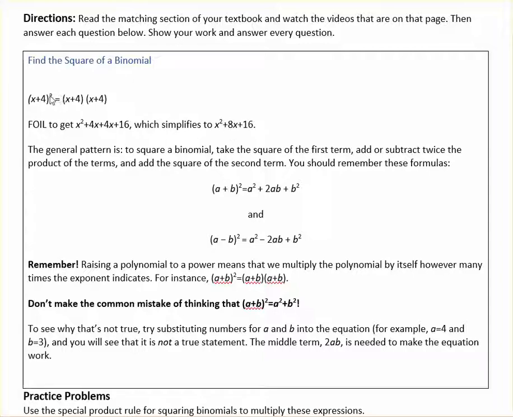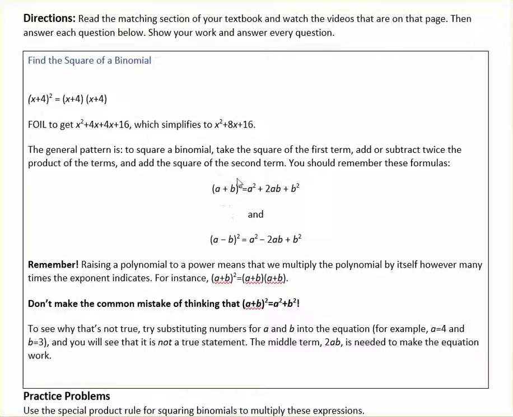However, for some reason, people look at x plus 4 squared and think it should be x squared plus 16. They just square the first term and the last term, and they forget all about the middle term. If you do that, you'll get the wrong answer every time if you miss the middle term. So there is a formula, a rule, that can help you remember that there's a middle term.